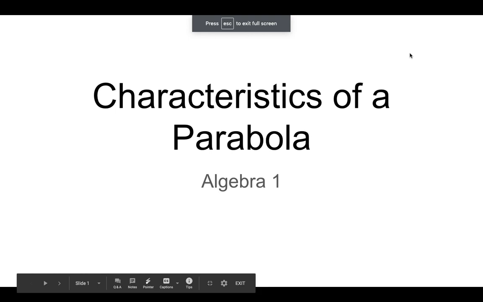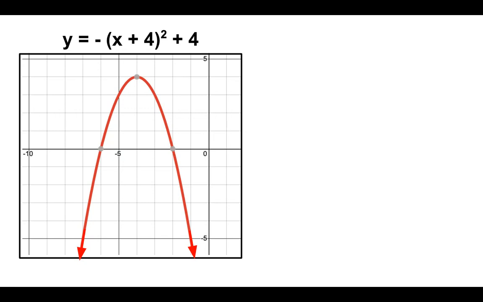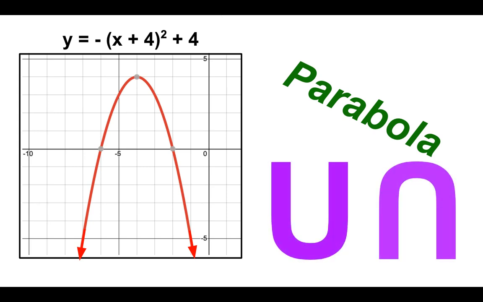Today we're going to take a look at characteristics of a parabola. Here's an example of a quadratic function. We know this is a quadratic function because of this squared piece right here. Even though this is called a quadratic function, its graph is called a parabola. A parabola either looks like a U that's facing up or a U that's facing downwards.